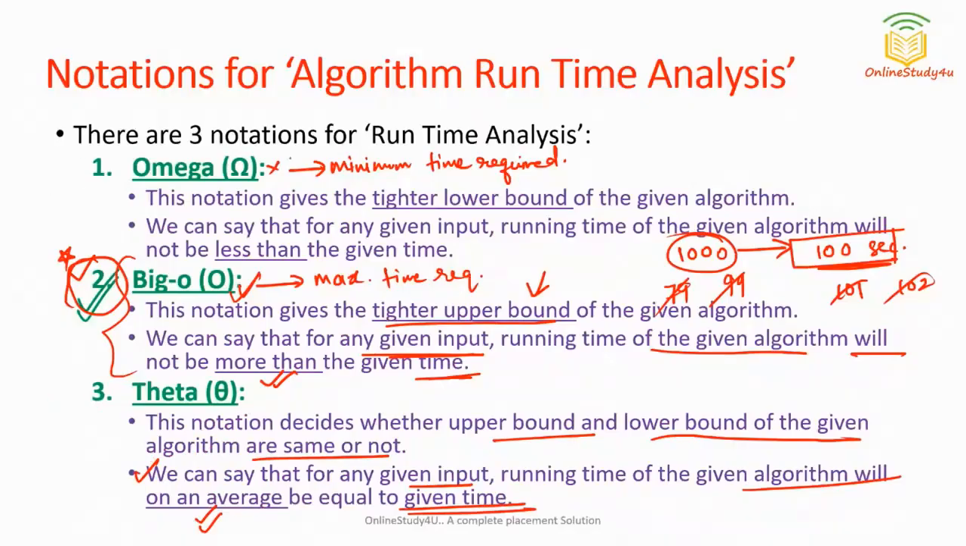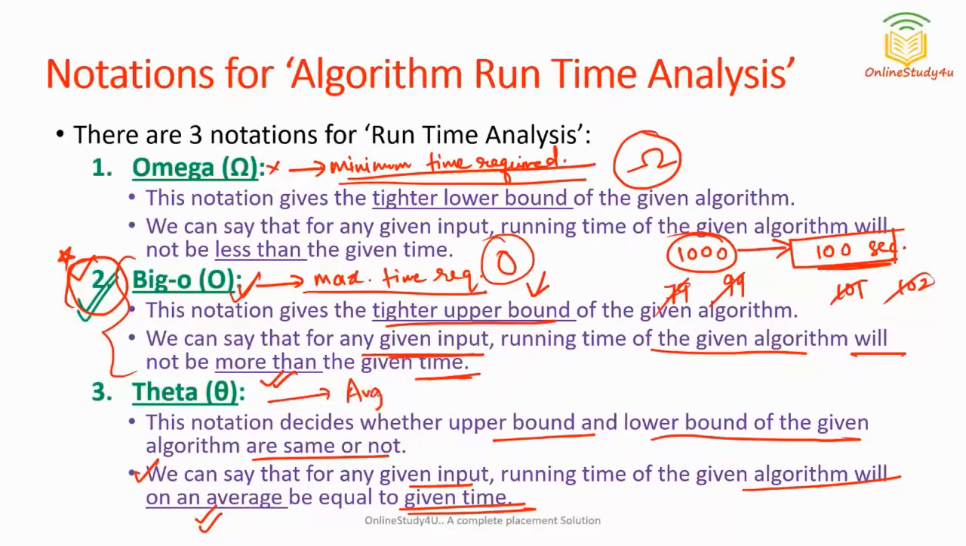This is the maximum time required. This is the minimum time required, given by omega notation, and big O notation gives us the maximum time required. Omega gives us the minimum time required, big O notation gives us the maximum time required, and theta notation gives us the average.